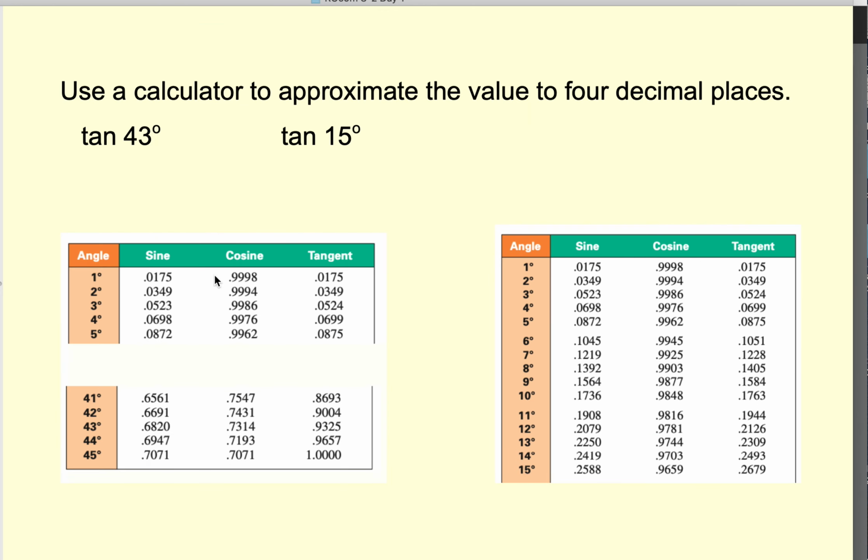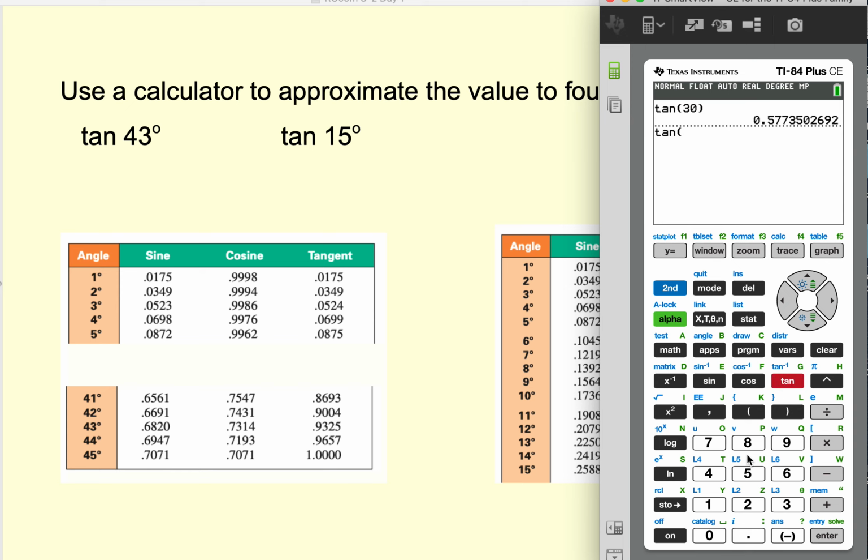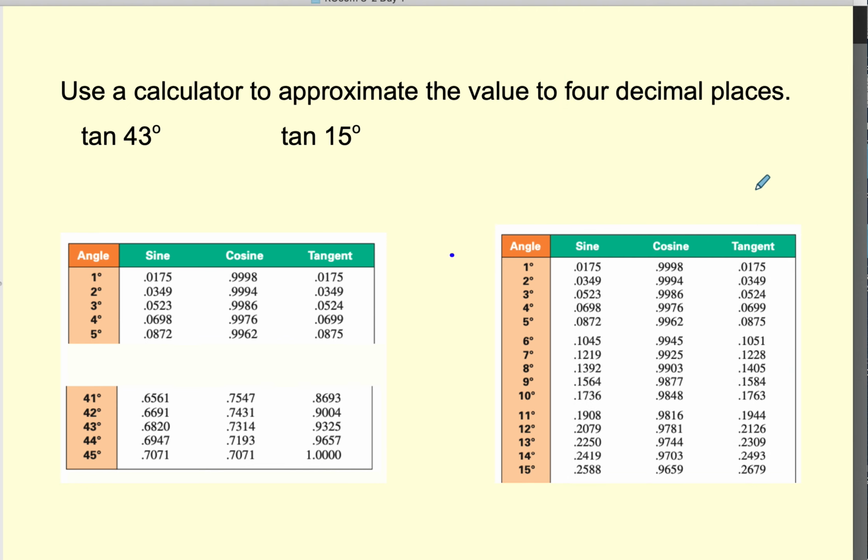Okay, so let's practice finding the tangent of 43. I'm going to go to my calculator and press tangent, then 43, and then press enter. Tangent of 43 can also be done with a table. Here is 43, and here's the tangent. When they both meet together, this is the answer we get. So the calculator gave us that, and this table gave us that.